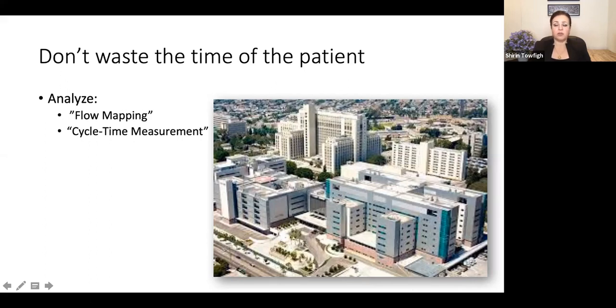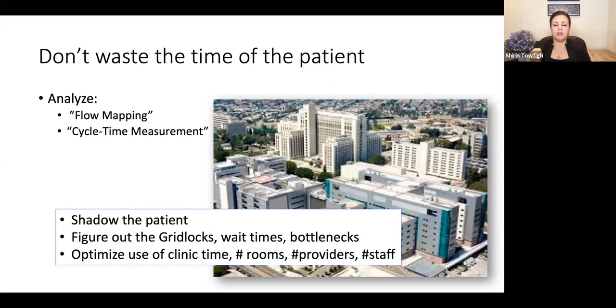In a county system with over 800 clinics, I had to take it down to about 140 clinics. That meant I had to pare everything down and really make sure that we understood which clinics needed what, when, and how, with the patient at the center of this. We had volunteers shadowing the patients and walking around with them. We were able to figure out what the gridlocks were, what the wait times were, and where the bottlenecks were, and then use that to optimize our clinic time.